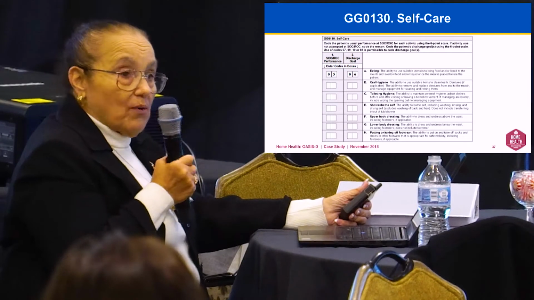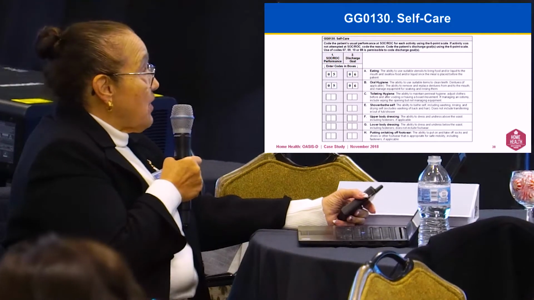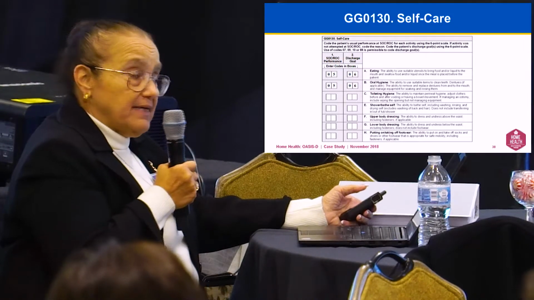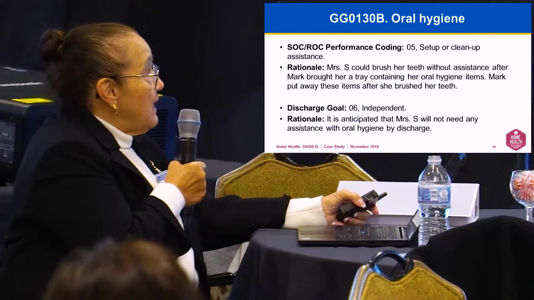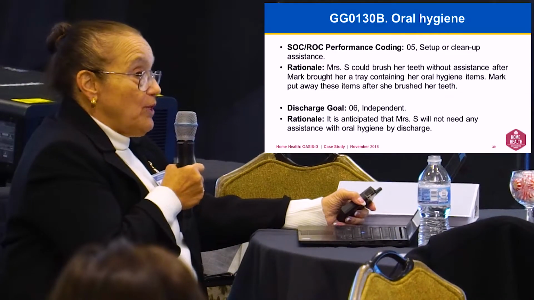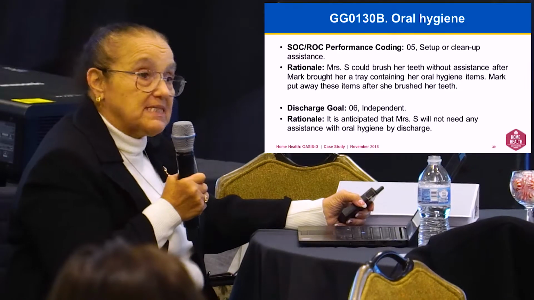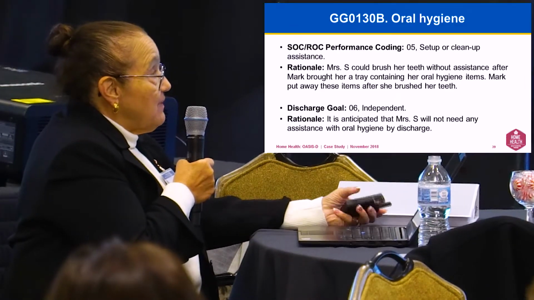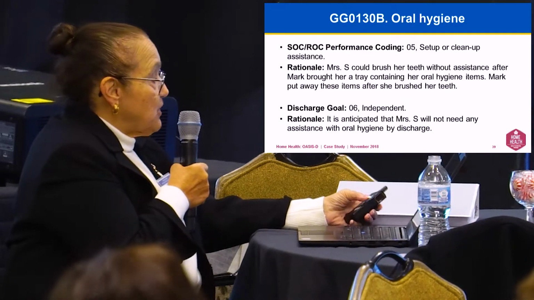For B, oral hygiene, we are scoring her 05 on start of care, and we're also putting in 06 again for our discharge goal. Rationale here is that Mrs. S could brush her teeth without assistance after her son brought a tray with the setup on it. At discharge, we do believe that Mrs. S will no longer need assistance with her oral hygiene.